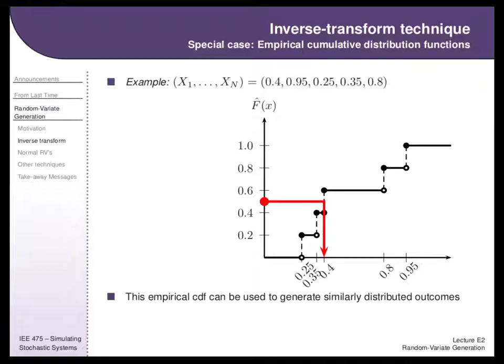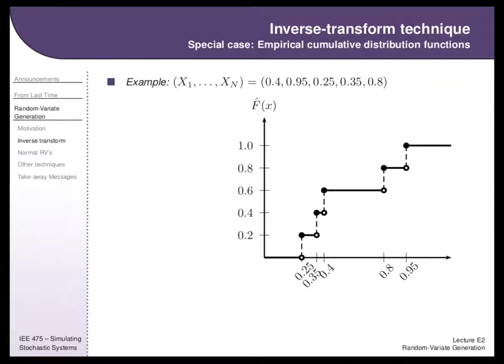Question? Could you repeat real quick how you read the inverse transform for discrete PMFs? Like, the meaning of this graph?